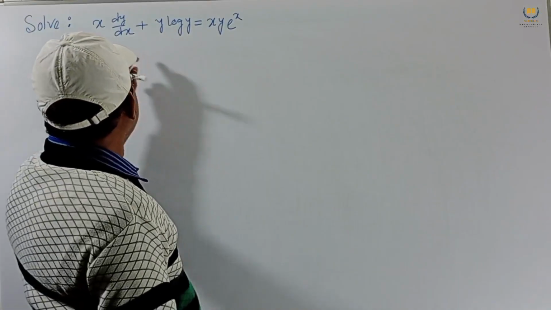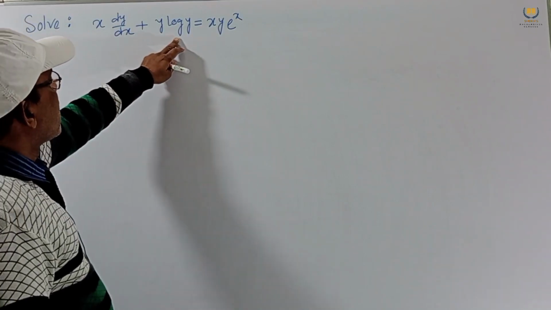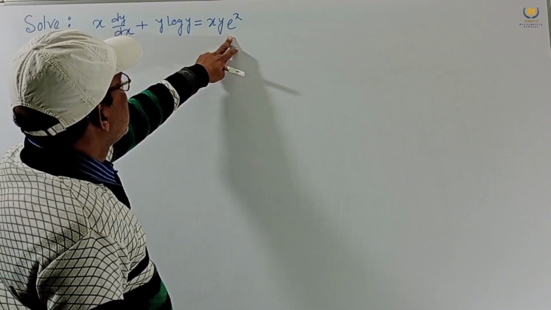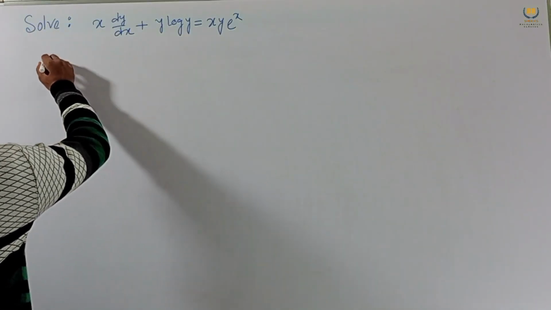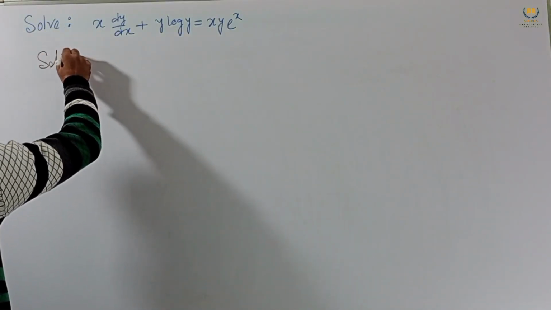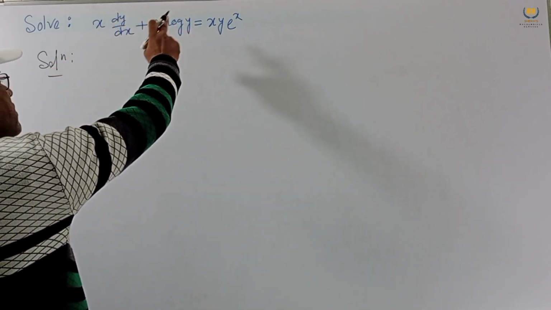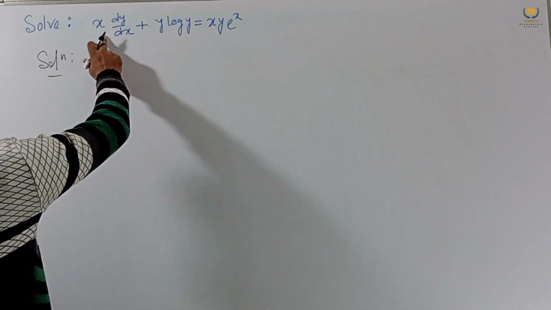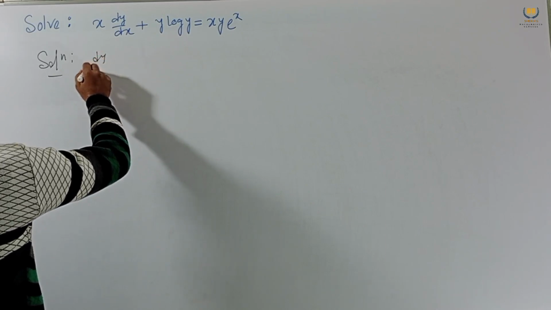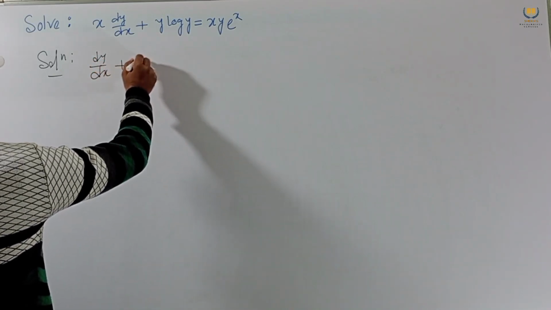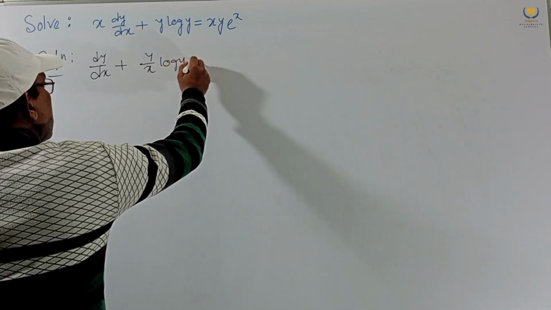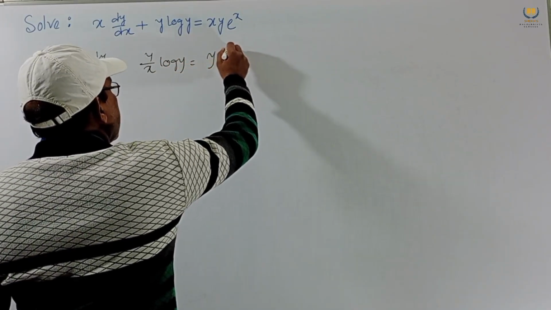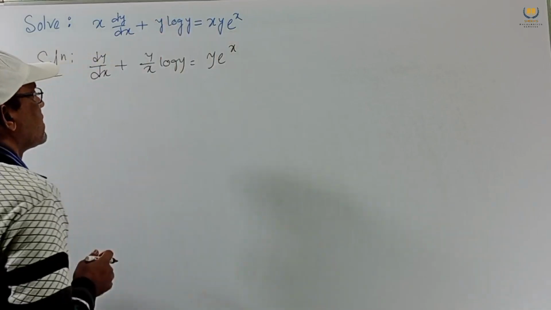Consider one problem. x dy/dx plus y log y equals x y e to the power x. So this is a problem. Now solution. For a linear differential equation, the dy/dx coefficient must be 1. We divide both sides by x. Then dy/dx plus y by x log y, and on the right side x cancels, we get this.